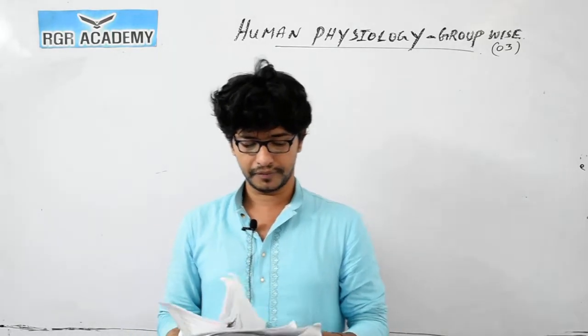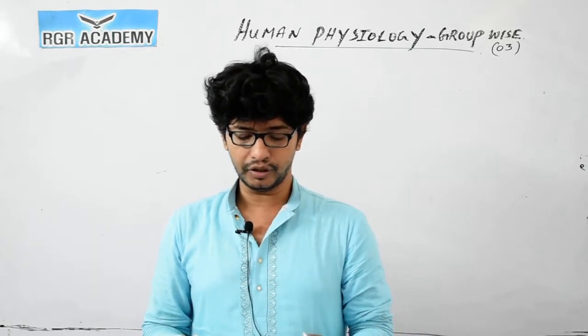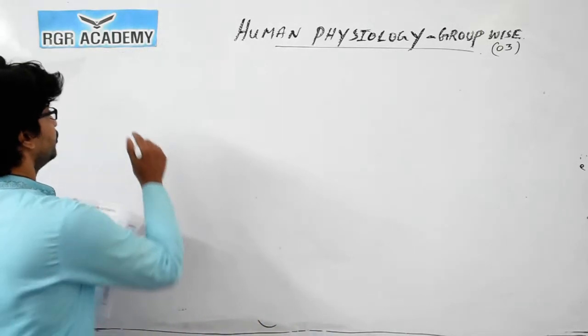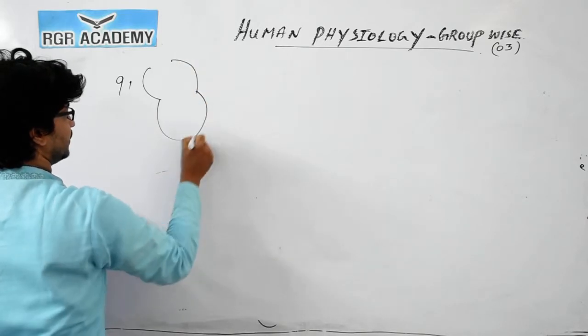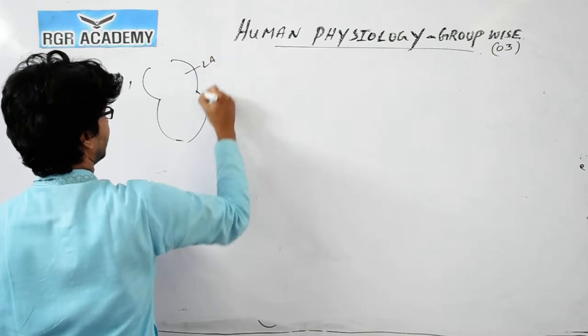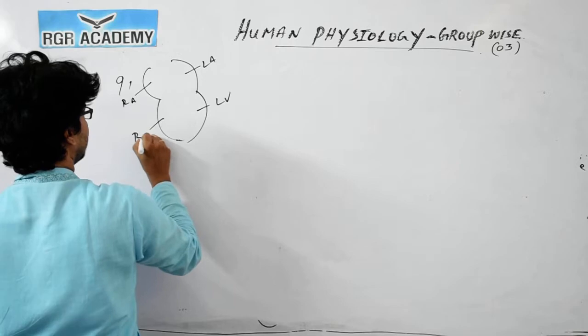Question 91. Which valve is present between the right auricle and the right ventricle? This is a very common question. When you draw the structure of the human heart, if you make the representation like this, this is a left auricle, this is a left ventricle, this one is the right auricle, and this is the right ventricle.